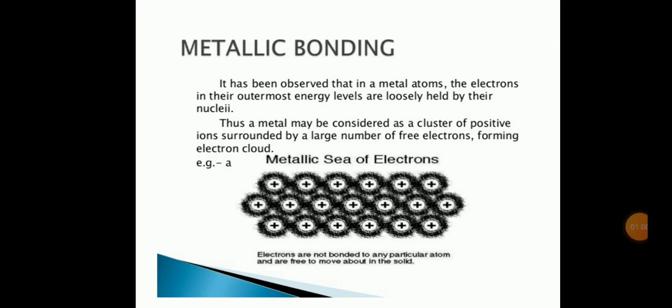See, the electrons are not bonded to any particular atoms, and are free to move about in the solid. It has been observed that in metal atoms, the electrons in the outermost energy level are loosely held by the nuclei. Thus a metal may be considered as a cluster of positive ions surrounded by a large number of free electrons, forming electron clouds.